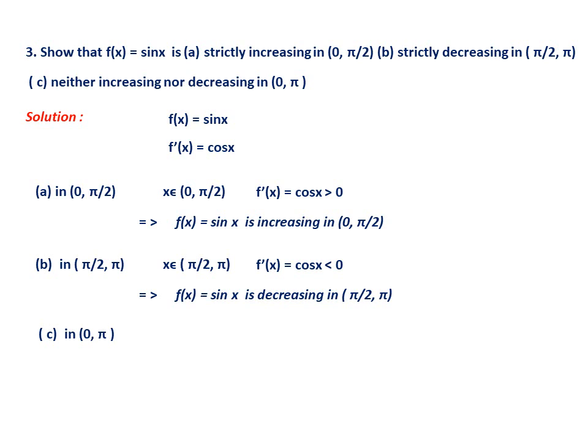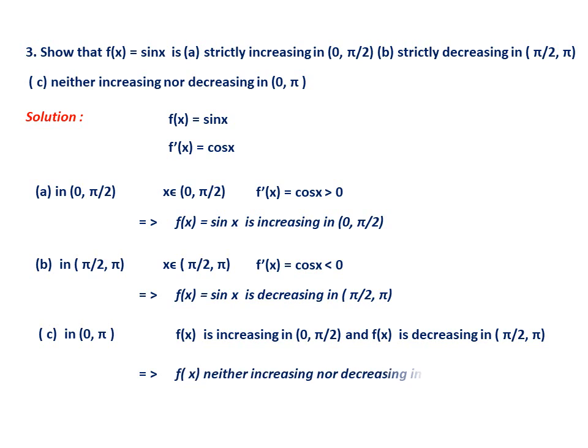The third one is very evident. In 0 to pi, f of x is increasing in 0 to pi by 2 and f of x is decreasing in pi by 2 to pi. Therefore, it is neither increasing nor decreasing in the interval 0 to pi. So, first it is increasing, then it is decreasing. So, this is the answer. Question number 3.